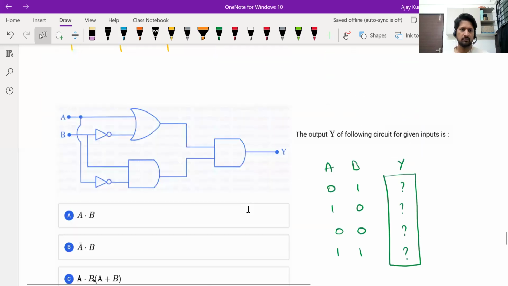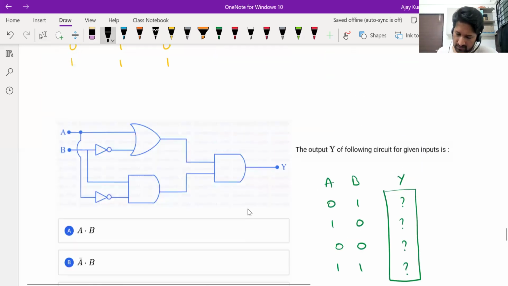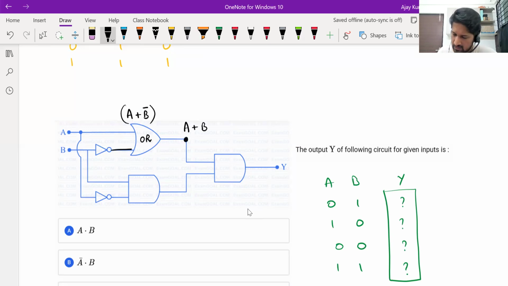Let's try to do this. Apply this. Now, this is an OR gate. What are the inputs given to it? A is one input given to it. Negation of B is the other input given to it. So basically what this OR gate is doing is A or negation of B. Okay, that's the output that you get here. A or negation of B.